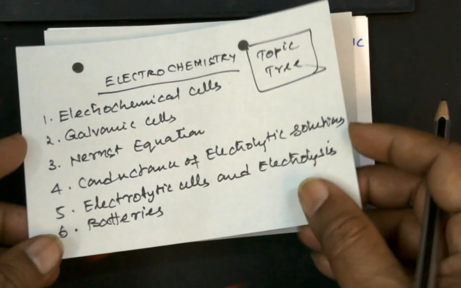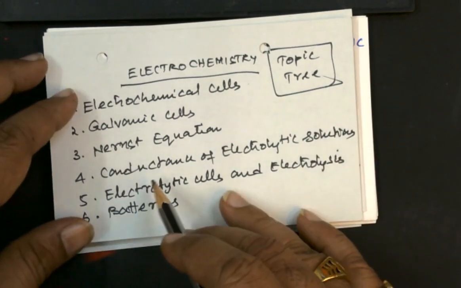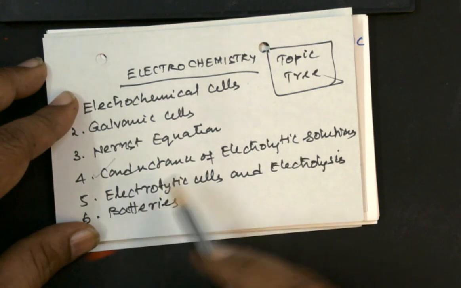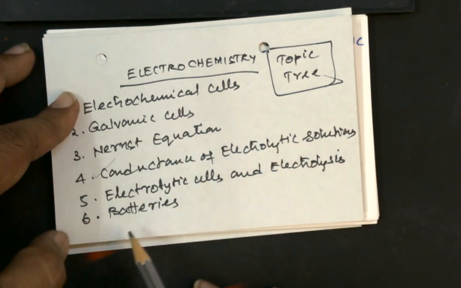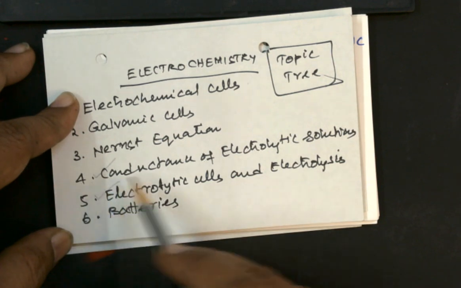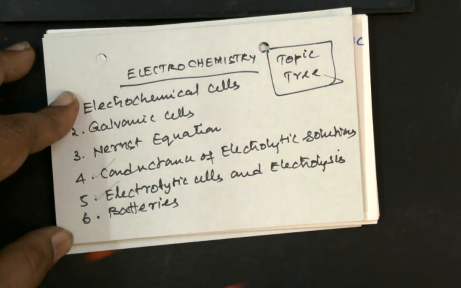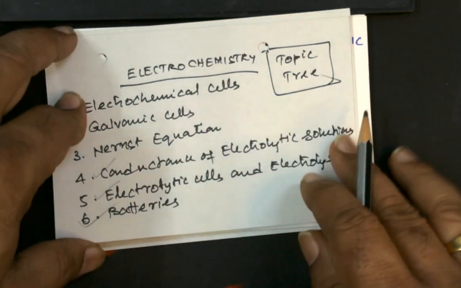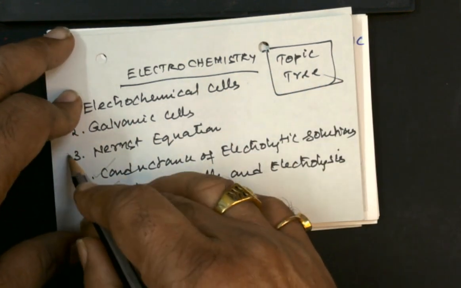I think I already completed the conductance part of it. I also already explained electrolytic cells and electrolysis, that is Faraday's law. And in today's class I will be explaining batteries, electrochemical cells and the Nernst equation.